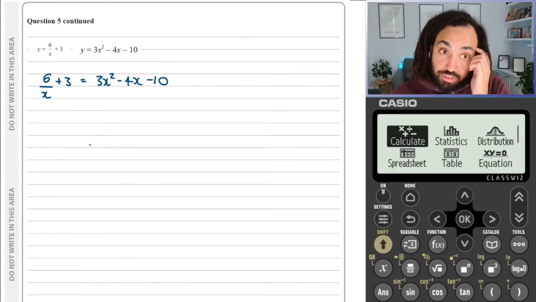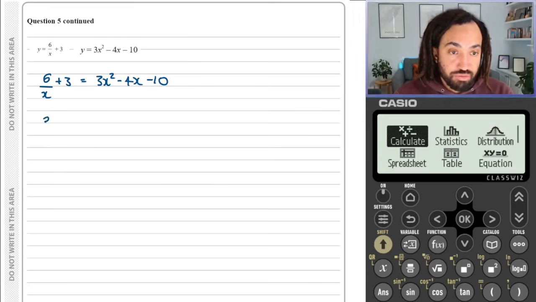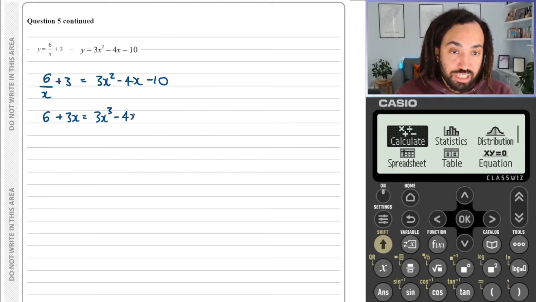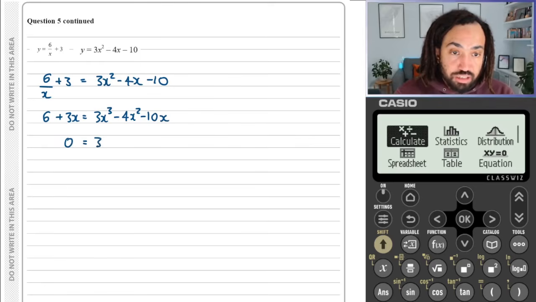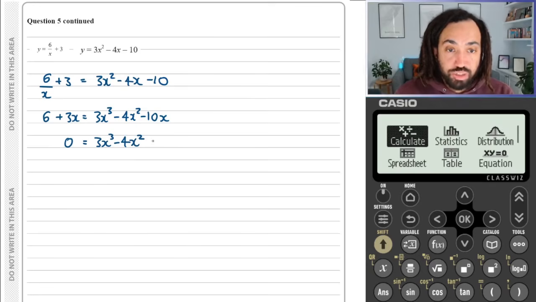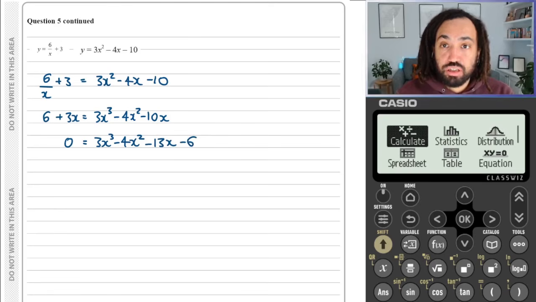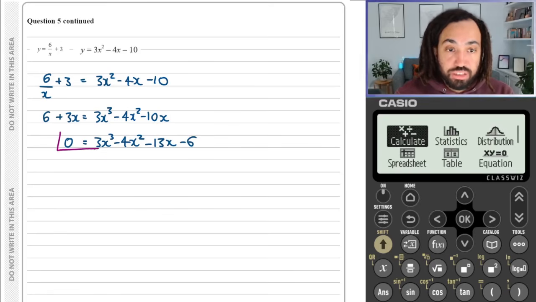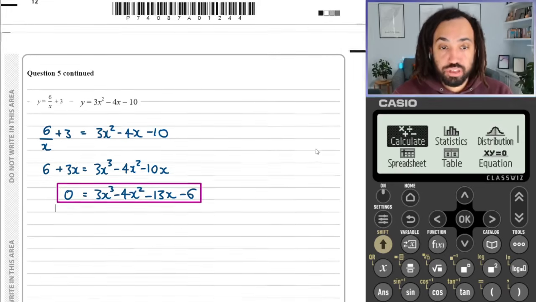Okay, now the first obvious thing to do would be to multiply through by x, which cancels the x on the bottom here, so we're left with just 6. Don't forget we've also got to times this term by x as well, so that's 3x, and then we get 3x cubed minus 4x squared minus 10x. And now let's bring it all over to one side. 3x cubed minus 4x squared, and then minus the 3x gives minus 13x, and then minus the 6 gives us minus 6. Okay, so that should be our equation that we need to solve in order to find the intersection points of those two curves.